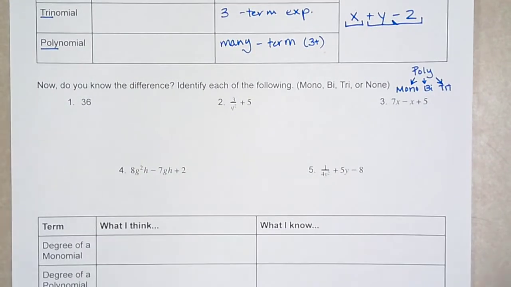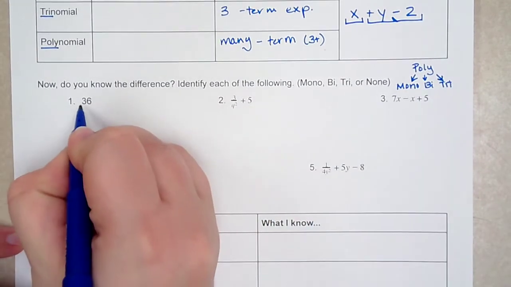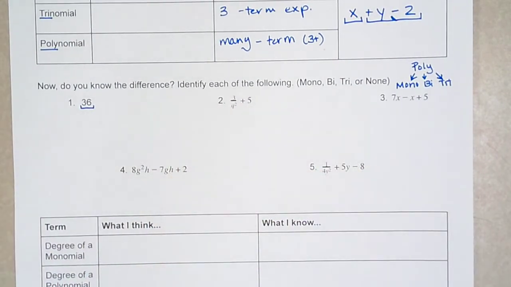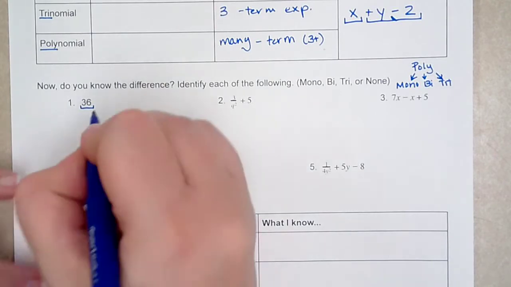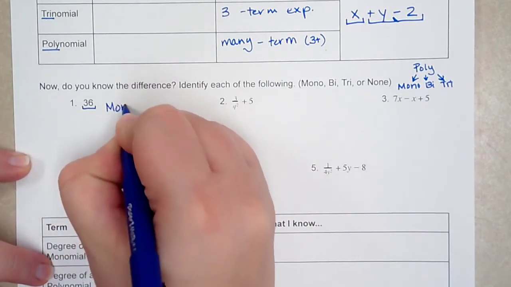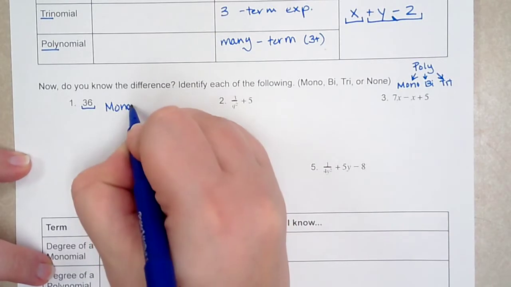So let's go ahead and jump into it. Number 36, I'm going to draw my little expression underneath, and I know that this is only one term, so this is going to be a polynomial, specifically a monomial.